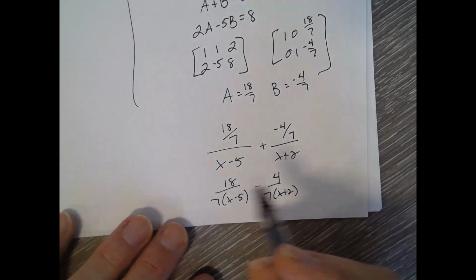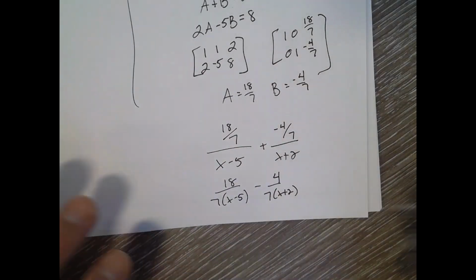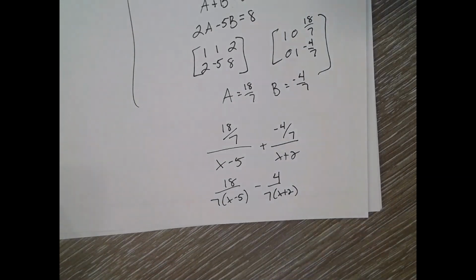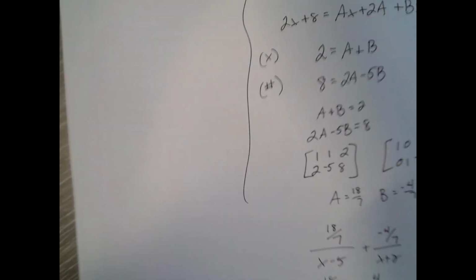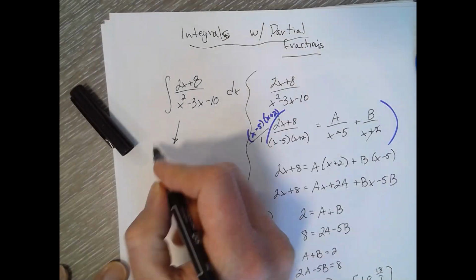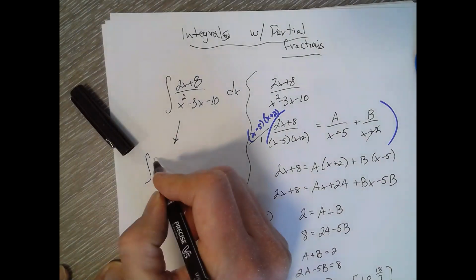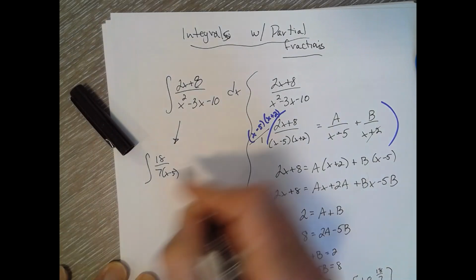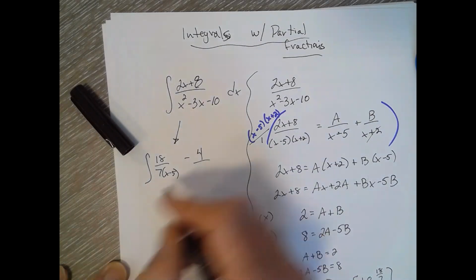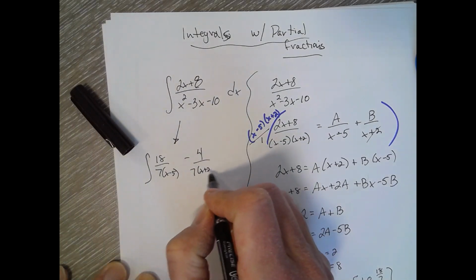So now remember, we're trying to integrate. So up here, it's hard. Up here, this integral becomes 18/7 minus 4/7 over x plus 2.